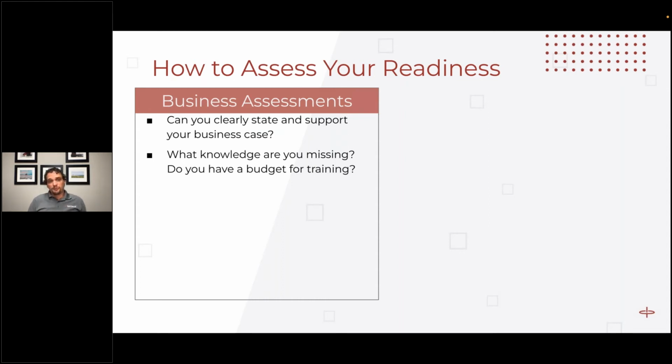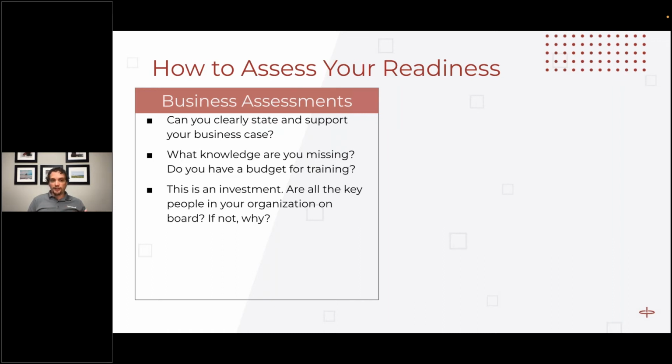Do you have money set aside for it? Remember, this is an investment. Are all the key people in your organization on board? And if not, why not? And how can you help convince them that there really is value here? And are your expectations realistic for the size of your business?